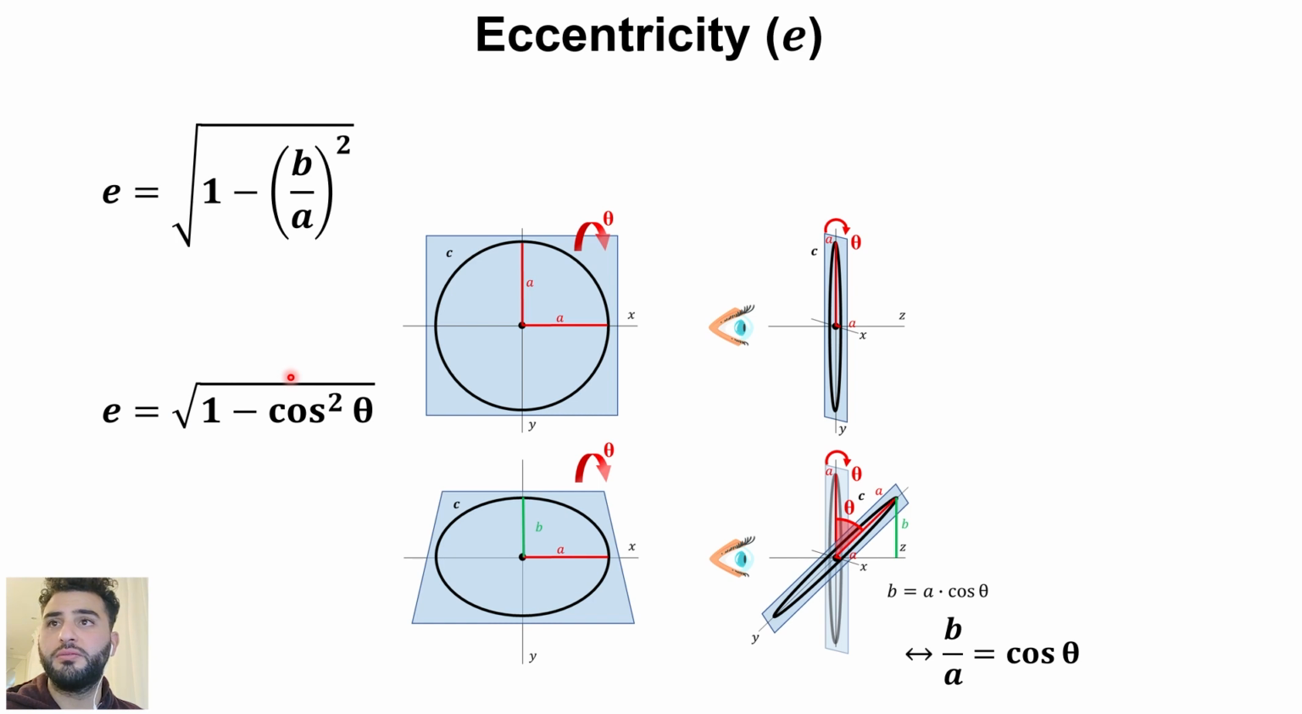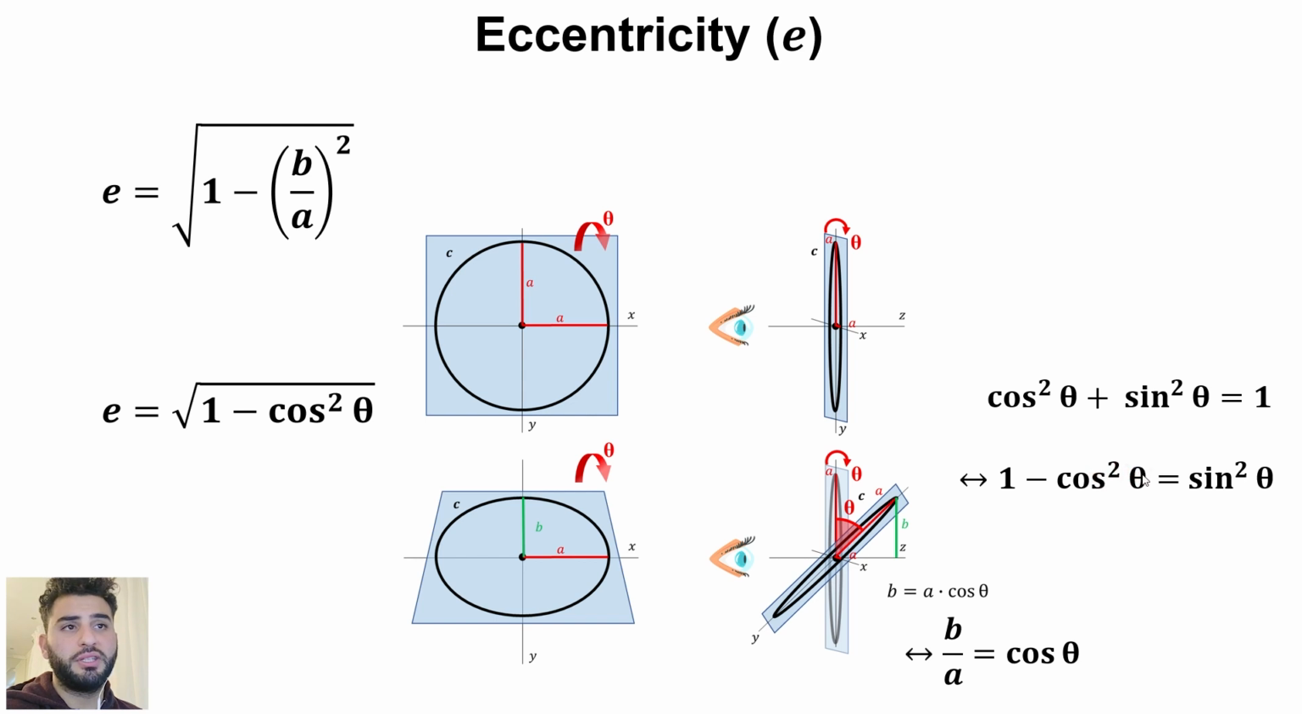So I'm going to replace b over a by cosine theta, and this gives me the square root of 1 minus cosine squared of theta. If you remember in trigonometry, the cosine squared of an angle plus the sine squared of that angle is 1. So 1 minus cosine squared of theta gives me sine squared of theta. I inject this result in my eccentricity equation, and this gives me eccentricity equal to the square root of sine squared of theta. The square root and the square cancel each other, and this gives me eccentricity E equal to sine theta.